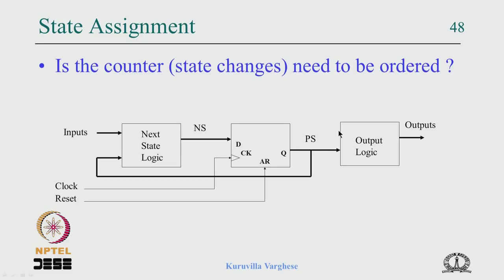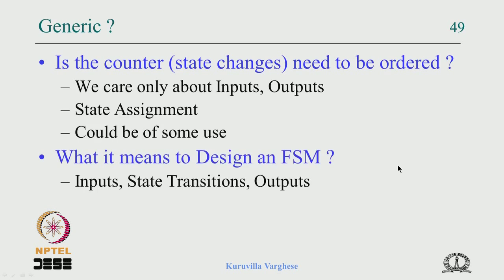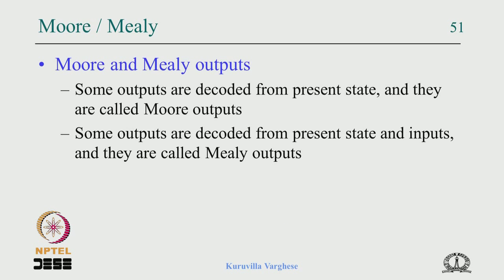Now when you decode an output from the present state, it is called Moore machine or Moore output. This is after the mathematician Moore, and when you decode an output as a function of present state and input, then it's called Mealy machine, okay. So we have two types of output. One is a Mealy output, when the output is decoded from the present state and input, and a Moore output, when the output is decoded from the present state only.